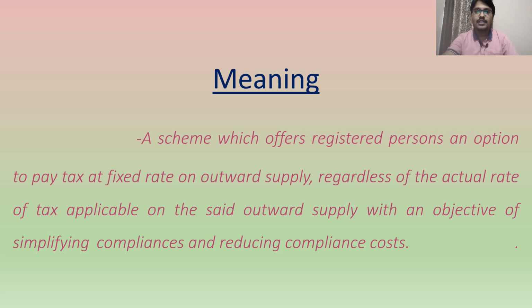Now, what is the objective of opting this scheme? The main objective of opting this composition scheme is that there are lesser tax compliances and hence compliance costs are reduced as well. Moreover, a composite taxpayer cannot charge GST from their customers. Hence, customers usually get the benefit of cheaper products when they buy from a composite supplier.